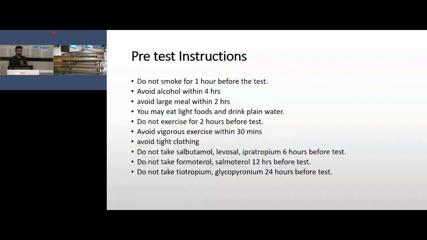Now, prerequisites for spirometry. Before spirometry, patients should not smoke for at least 1 hour before the test, avoid alcohol within 4 hours, and avoid a large meal within 2 hours. The patient may eat light food or drink plain water. Do not exercise for 2 hours before the test, and also avoid vigorous exercise within 30 minutes. Avoid tight clothing, and do not take inhalers like those containing salbutamol, levosalbutamol, or ipratropium 6 hours before the test. Do not take formoterol or salmeterol 12 hours before the test, and do not take tiotropium or glycopyrronium 24 hours before the test.